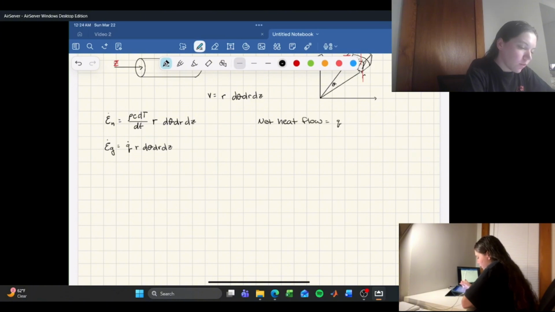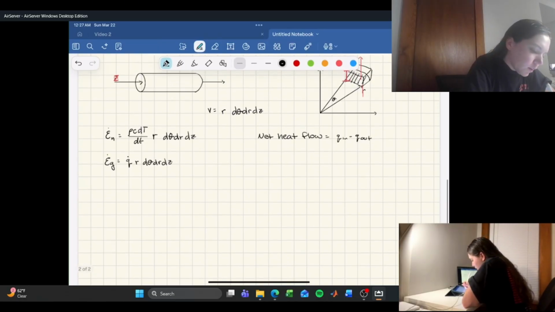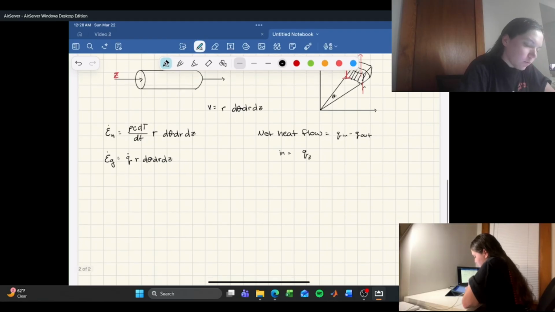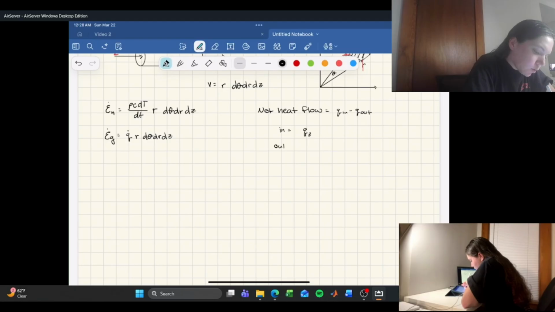And then remember that the net heat flow is equal to the heat flow in minus the heat flow out. So the heat flow going in is just Qz, which is just the initial heat flow, and then going out, it's going to be the initial heat flow plus the change in heat flow over the change in position times the change in position.